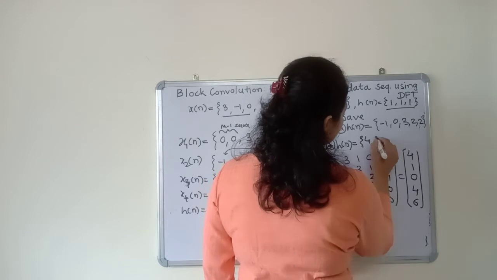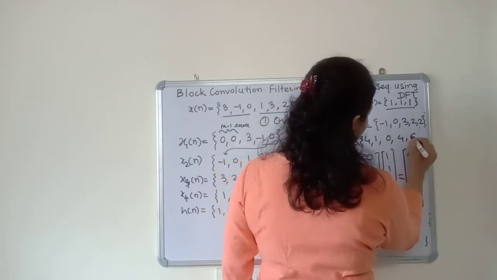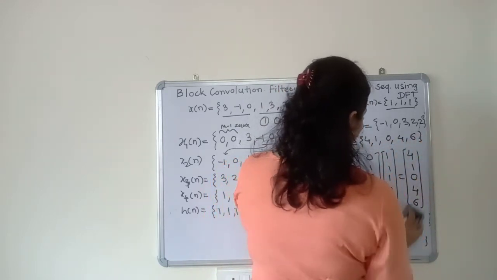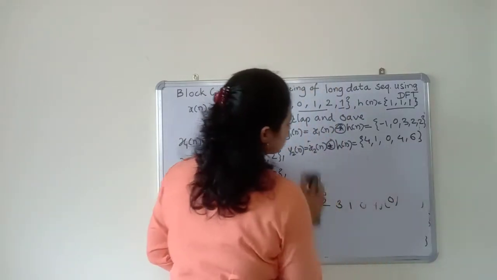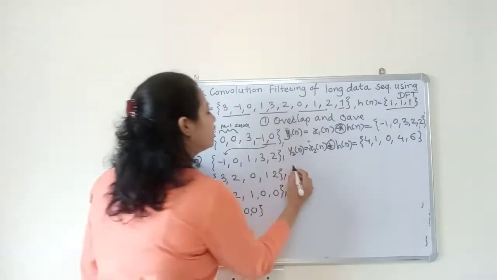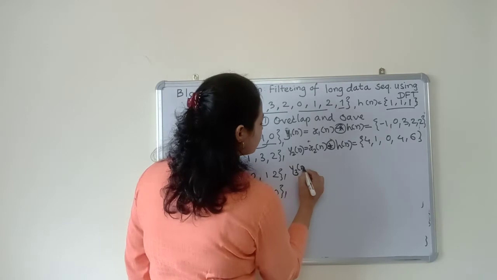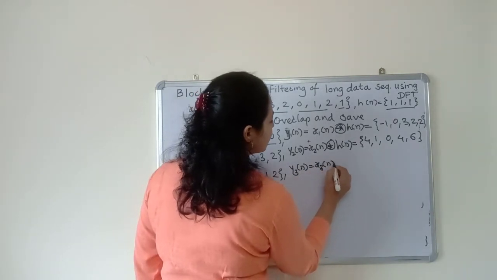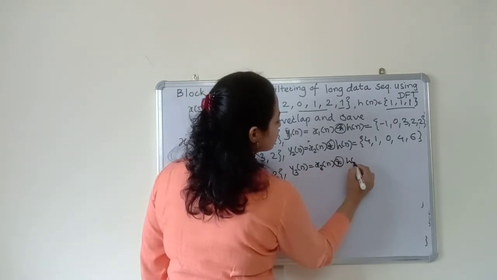So the samples are 4, 1, 0, 4, 6. Now next is y3 of n is equal to x3 of n circularly convolved with h of n.